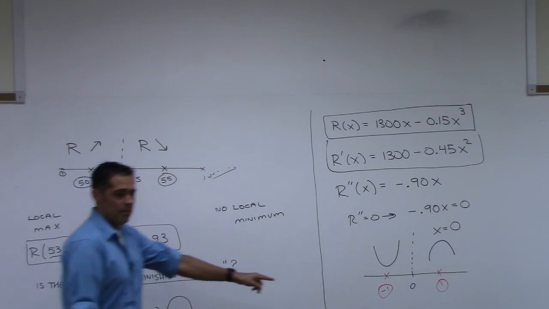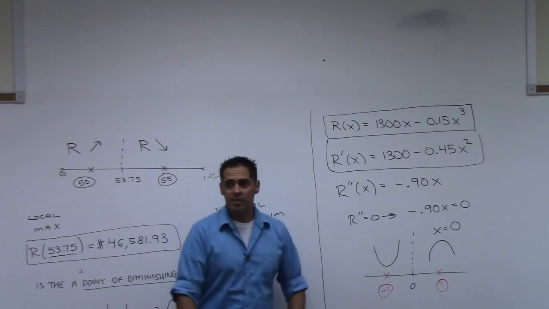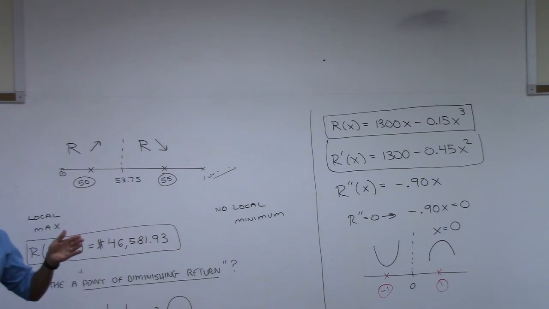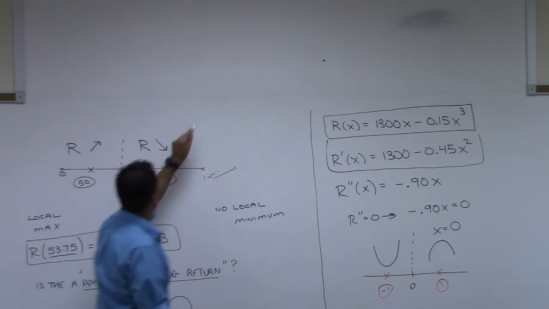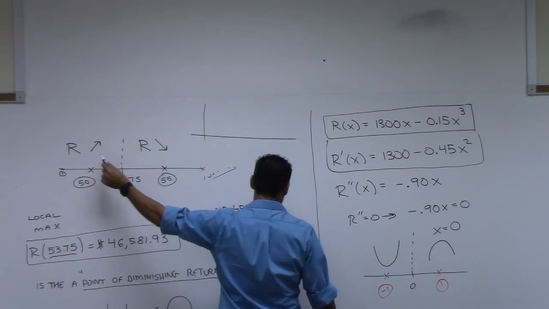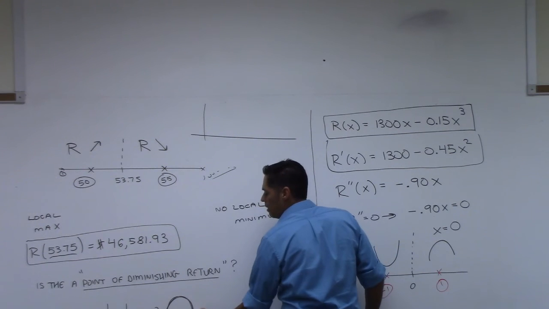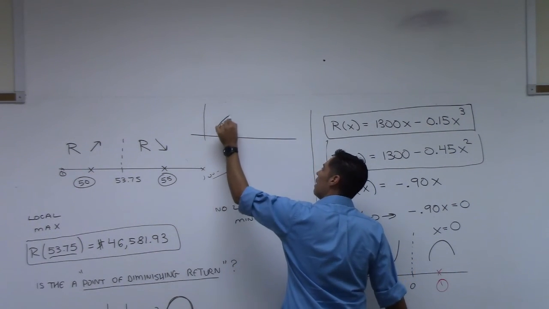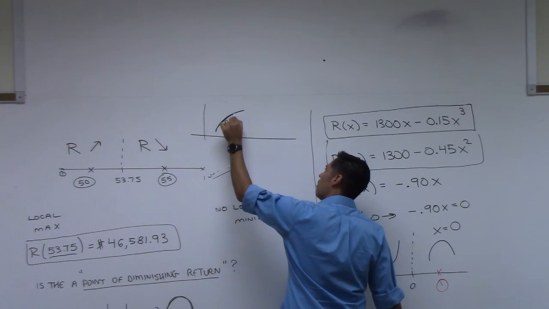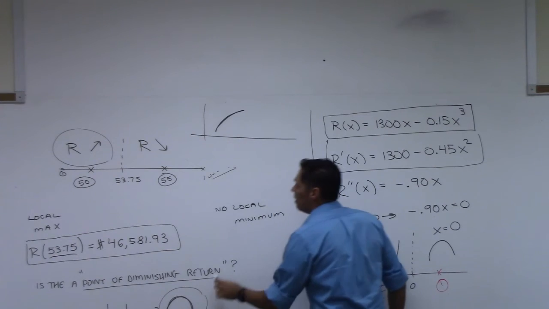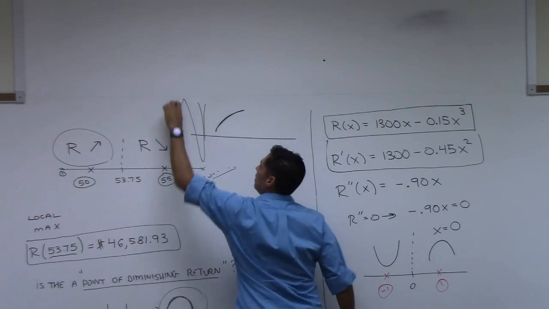It's at 0. And remember in the very beginning of the problem, we said x had to be between 0 and 70. Look, this is our revenue function, right? It's concave down to the right of 0. It's concave down, but it's going up, right? It's going up over here, and it's concave down. To the left of 0 doesn't exist.